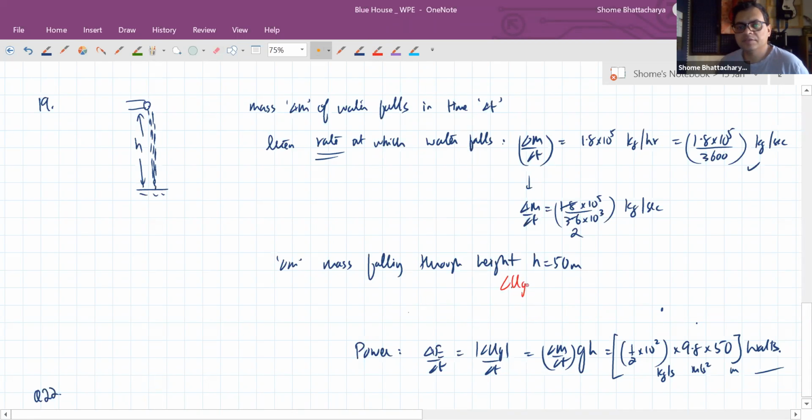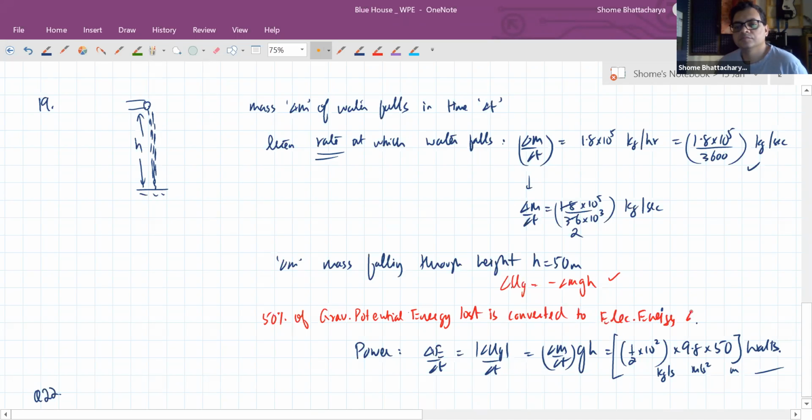Delta U gravitational is minus delta MGH. This is fine. Now the question says that 50% of the gravitational potential energy lost is converted to electrical energy, delta E, let's say. So this tells us that delta E is 0.5 times this. So power will become half or 0.5 times this. There's an additional factor of half. That's why the answer should actually be half of what we were originally getting.